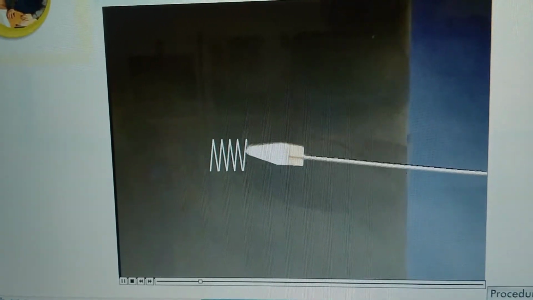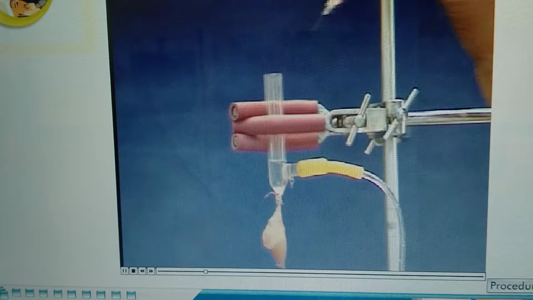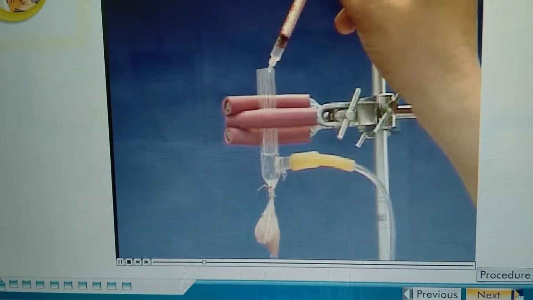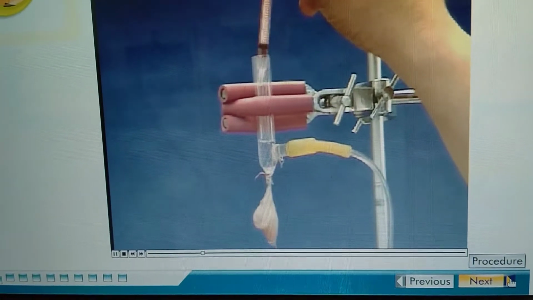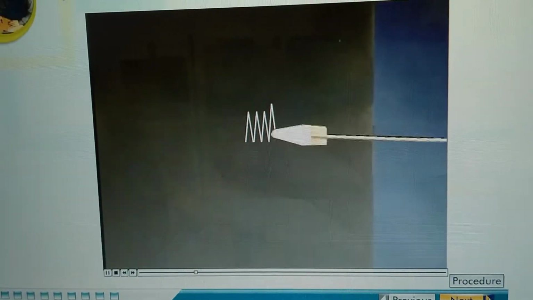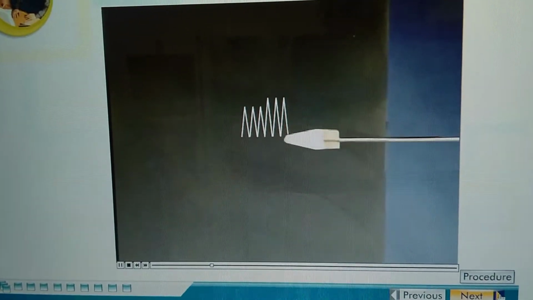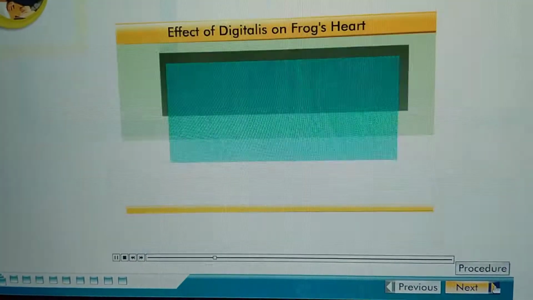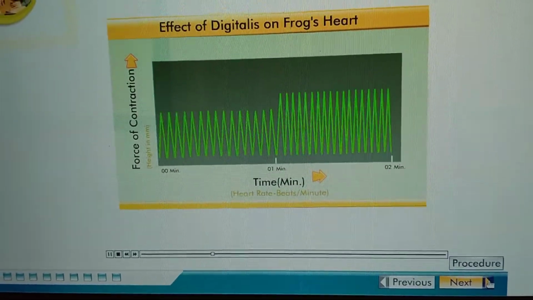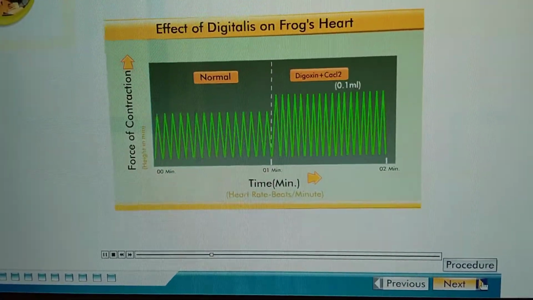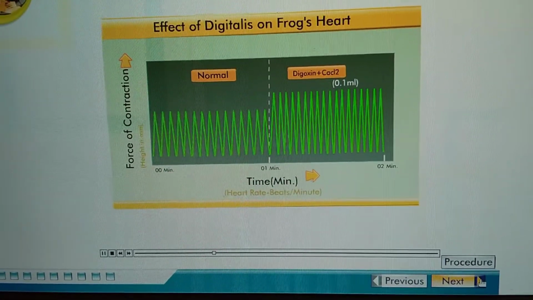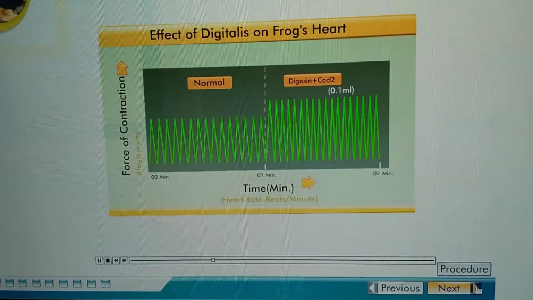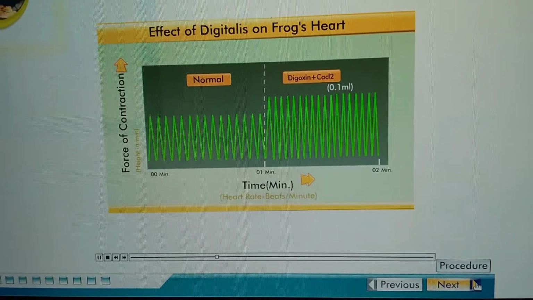Start the drum and observe normal recordings of the heart on smoked paper for 1 minute. Now record the effect of 0.1 ml of stock solution of digoxin and 0.1 ml stock solution of calcium chloride. You can see that the rate and force of contraction of the heart and its rhythmicity is increased.